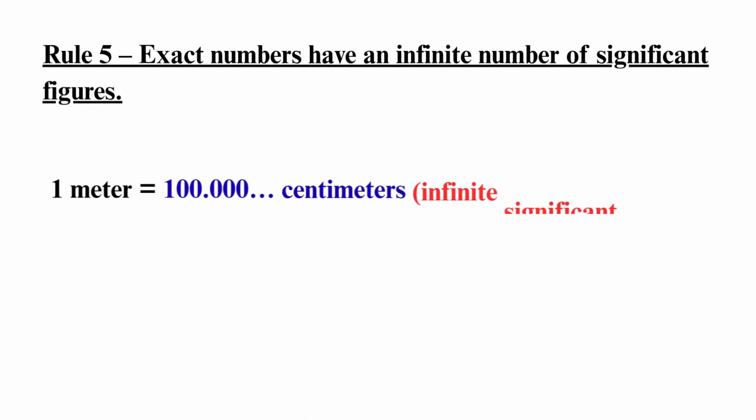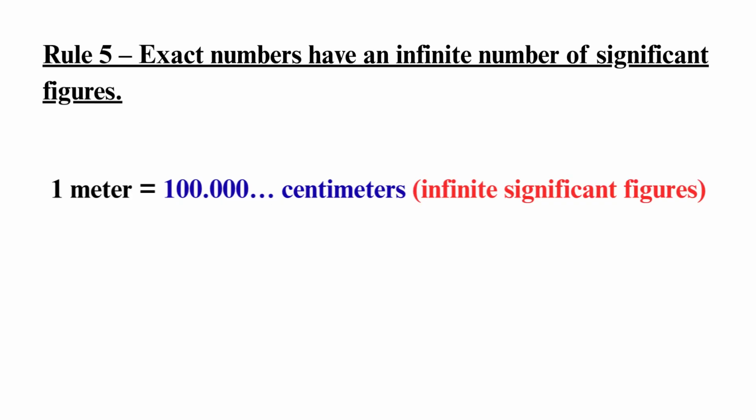Rule number 5. Exact numbers have an infinite number of significant figures. Exact numbers are values that are known perfectly, either through counting or by definition, and they are considered to have an infinite number of significant figures. Because these numbers are exact, they do not introduce uncertainty into calculations.